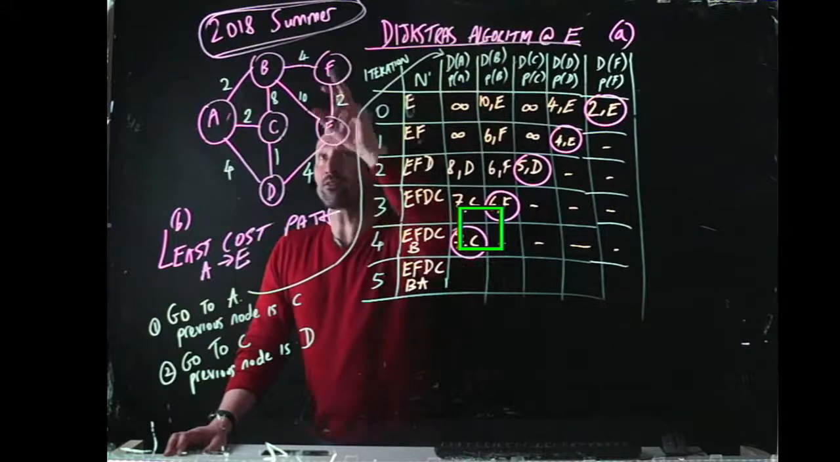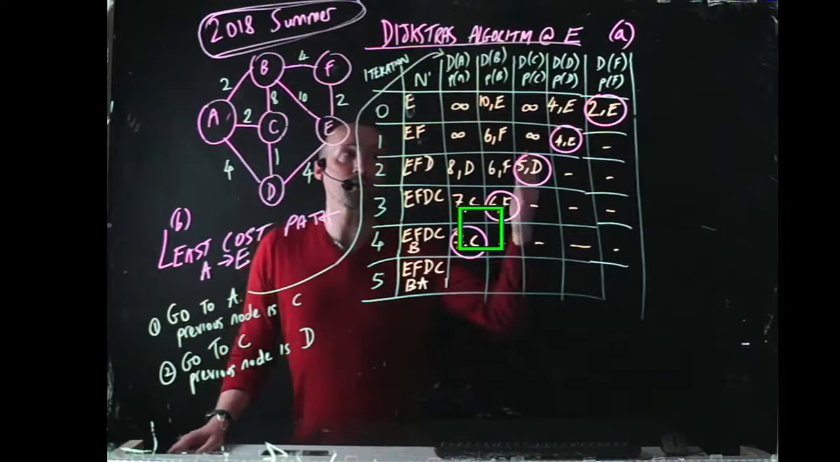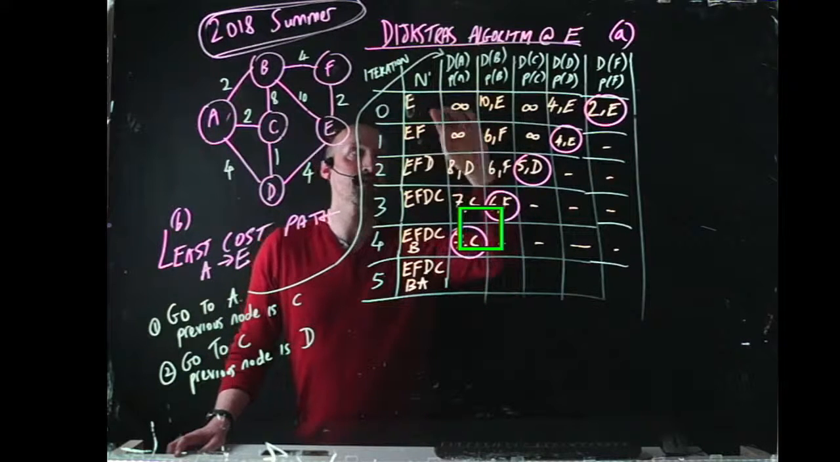Unfortunately, F's not connected to anything else. So that was the only thing I can possibly change here. So everything else in the first row will stay the same.